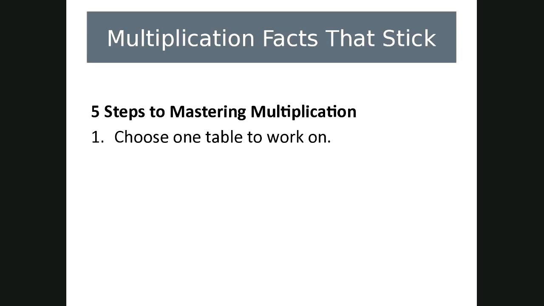So what I've done is I've broken this into a 5-step process. I'm a very linear person. I kind of like to think of tasks in chunks. And I think it's a lot easier to think of this as just a 5-step process so you know exactly what to do. The first step is very simple, and that is just to choose one table to work on.